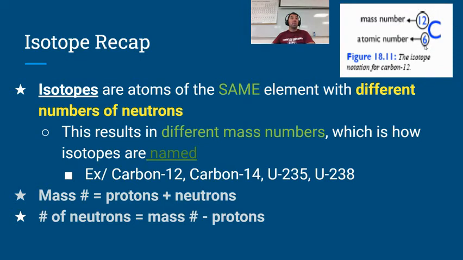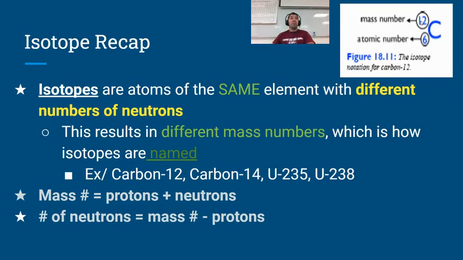Now, we know this is carbon 12 because, first off, we see a big C right there, right? That big C is the symbol for the element carbon. So, that's how we know it's carbon. Also, this bottom left number here, that's the atomic number of 6, and carbon has an atomic number of 6. If that 6 was something else, it wouldn't be carbon anymore.